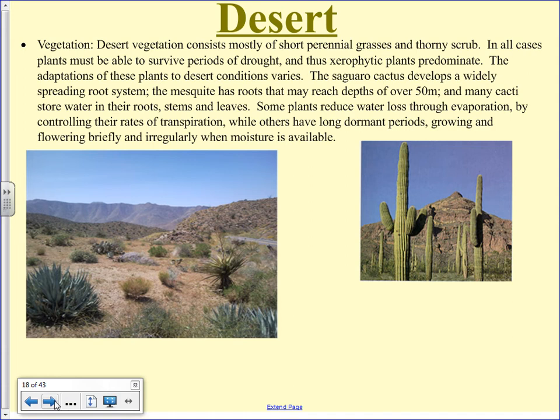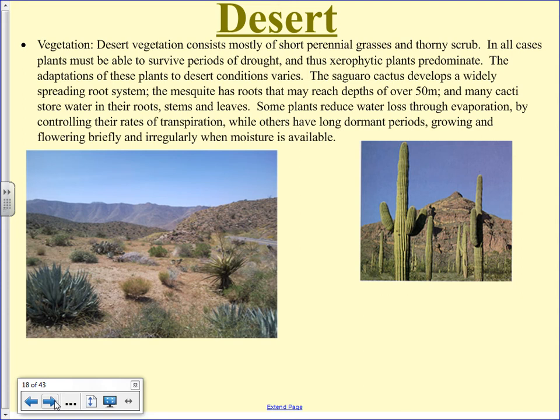This is in Arizona here, and you see plants are sparse. They're not dense, but they're there. And you got your cactus. How old does one of those have to be before it grows its first arm? It's actually between 80 and 100 years old before it grows its first arm. So if you see a cactus that's got lots and lots of arms, chances are it is very, very old. Those cacti can live to be several hundred years old. So they're a very long-lived plant.